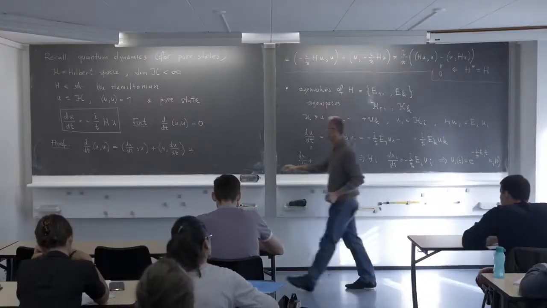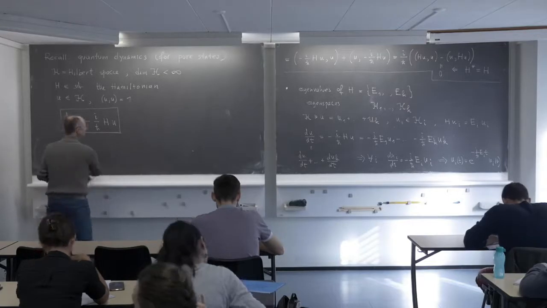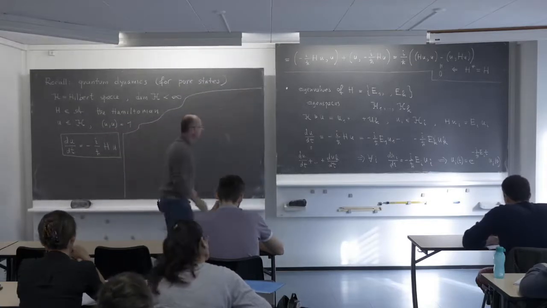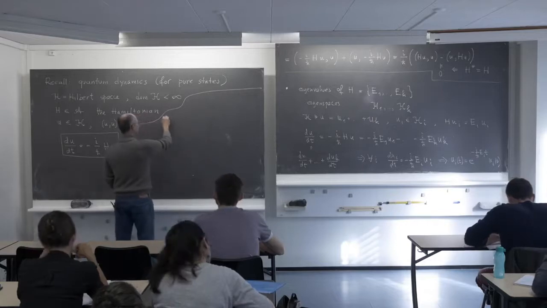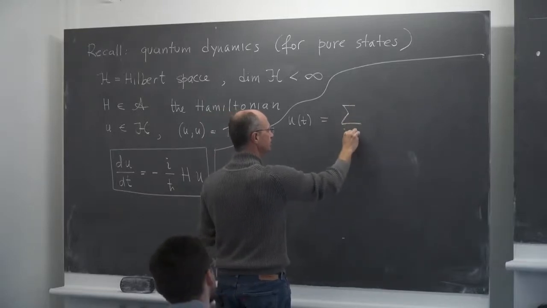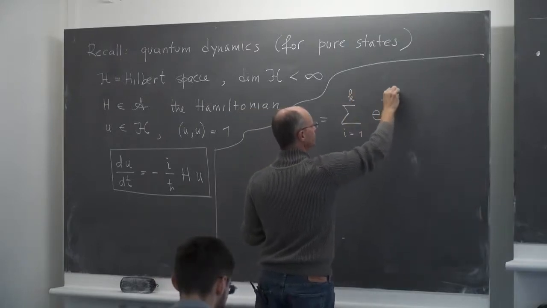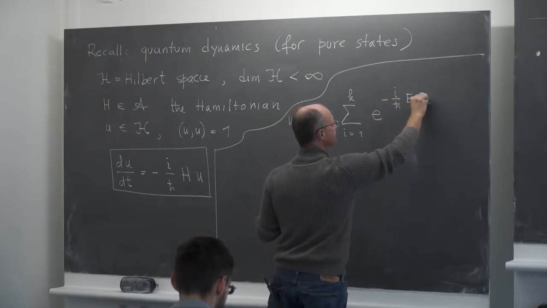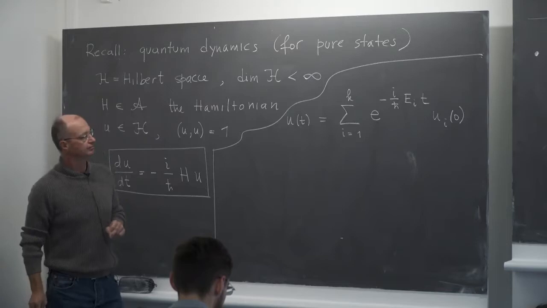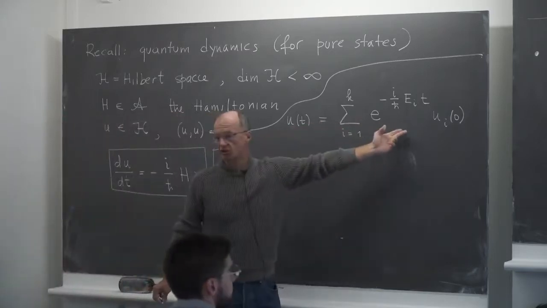So that's a solution of this differential equation. Let's keep the setup for a moment and let's write it down. So now we have u of t is equal to the sum from 1 to k. Here we have those exponentials. So this is this quantum evolution equation, and this is its general solution.